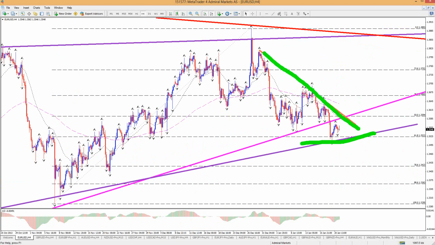So that's why orange and purple are important for me. If we break below purple, we could see a continuation, a fall down to the 78.6, and then probably a bounce. And maybe then one more fall to the 88.6, and then probably bounce.